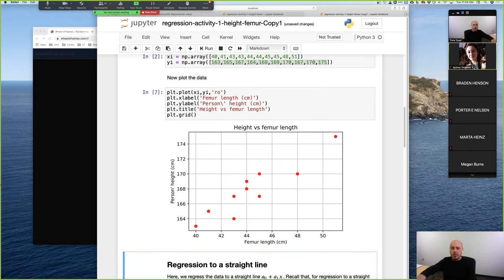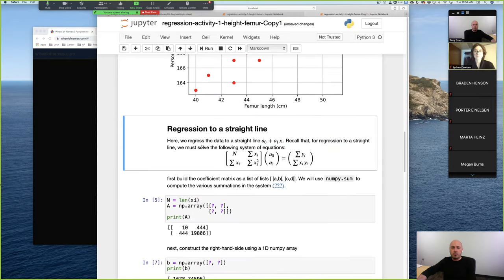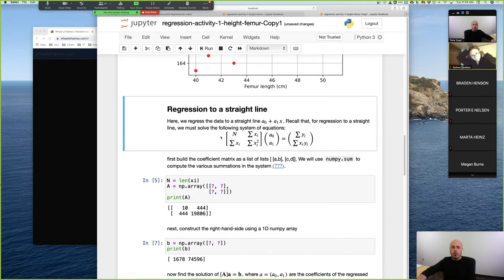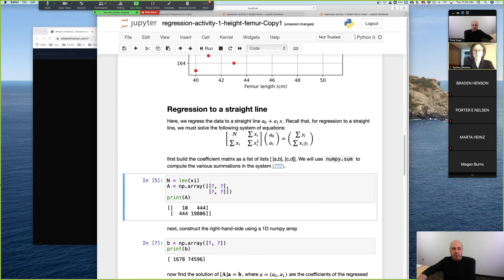So stick with the scatter with symbols. Now we're gonna regress to a straight line. And what I'm showing you here are the formulas, the regression matrix, and some xi, et cetera, over here. I want you now to take a moment to fill in the blanks. I want you to build this coefficient matrix using what we discussed on the slides, okay?